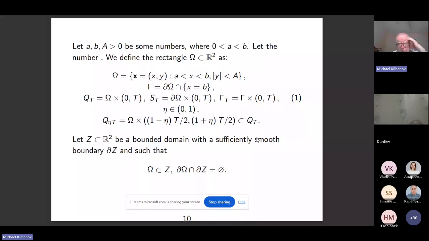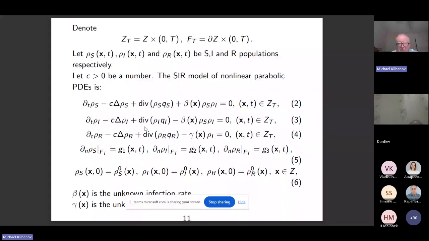So these are notations. Usually I work in very simple domains because inverse problems are very complicated by themselves. So if you solve it even in a rectangle, then you are glorified, okay? So these are the notations. And the system which was invented by these people is this. Rho S means the population of susceptible people. Rho I means the infected population, and R means the recovered population.